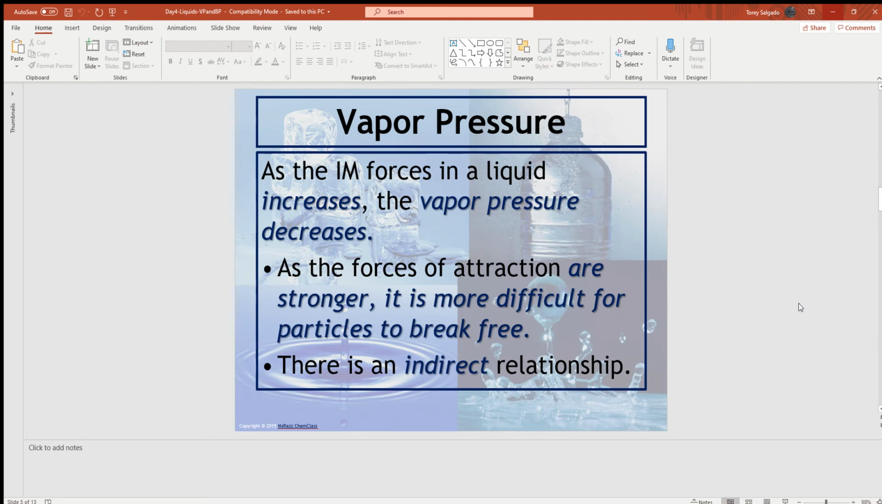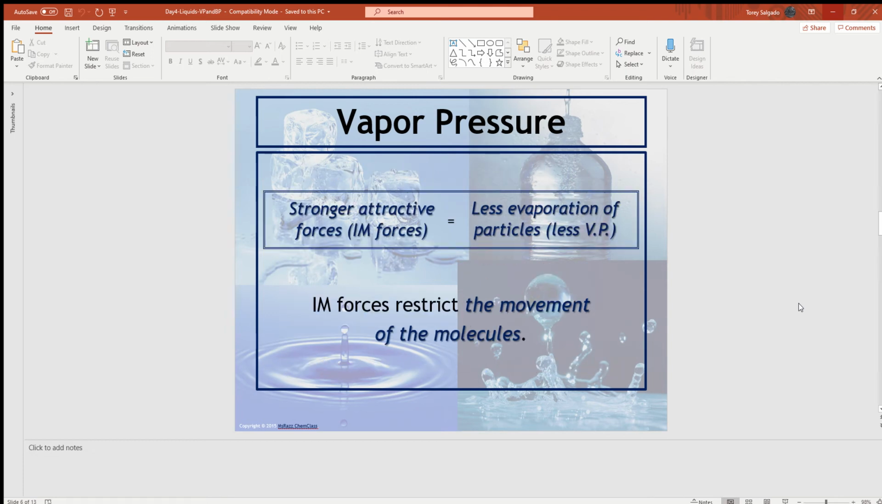As the forces of attraction are stronger, it is more difficult for those particles to break free and turn from a liquid to a gas. And there is an indirect relationship here. As those intermolecular forces increase, vapor pressure decreases. We just talked about this, but with strong attractive forces, the more sticky your liquid particles and molecules are, the less evaporation of those particles we're going to have. So the intermolecular forces restrict the movement of the molecules.